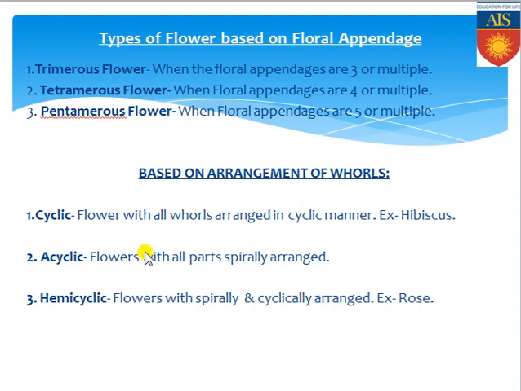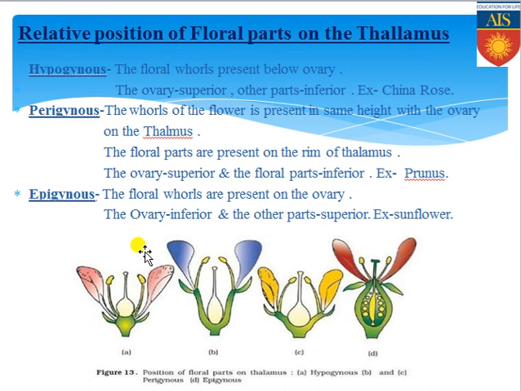Okay, coming to the next slide. Here we are categorizing flowers based on the position of the gynoecium, the female reproductive part, or you can also consider it as the relative position of the floral parts on the thalamus. Let's see. First one is the hypogynous flower. From the name you can understand that hypo means below and gynous means gynoecium. That means all of the floral whorls except the gynoecium are present below the ovary. For that reason these flowers are known as hypogynous flowers. The ovary is superior and the other floral parts are inferior.